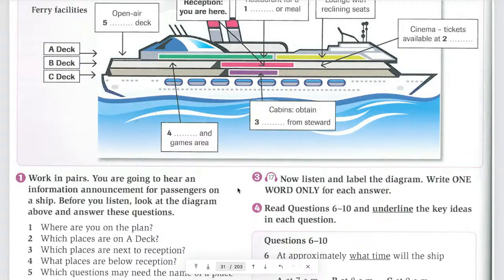Alright, go on, guys. Discuss. You ask each other all of these questions. Go. Where are you on the plane? Look at the diagram and answer that.